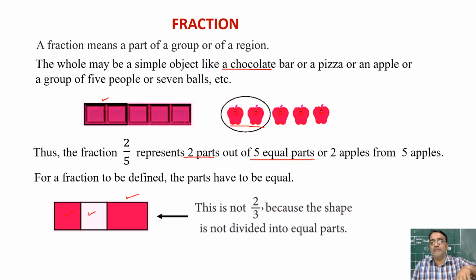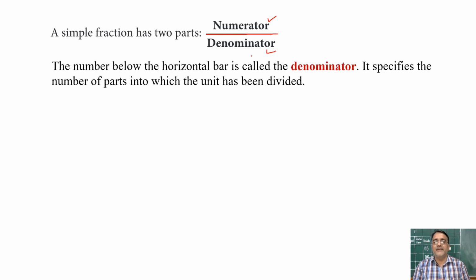Now let us move toward the parts of fraction. A fraction has 2 parts. One is numerator, ऊपर वाला, and another is denominator. Right? The number below the horizontal bar. This is the horizontal bar. The number below the horizontal bar is denominator, and it specifies the total number of parts. Okay? Clear? The number below the horizontal bar is called the denominator. It specifies the number of parts into which the unit has been divided. Suppose if an apple is divided into 8 equal parts, so denominator में 8 आएगा. Right.